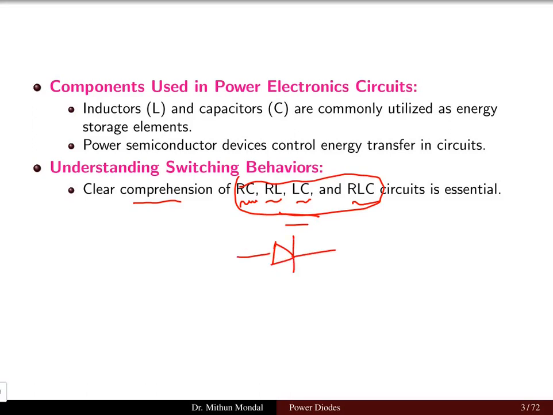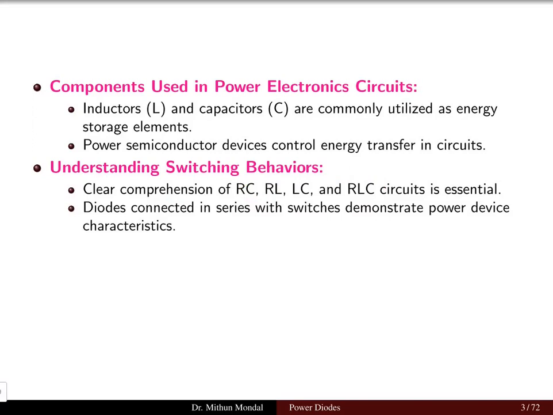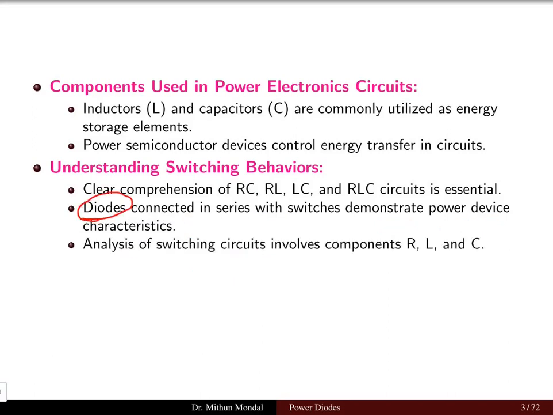So we will have the diodes and we will also have the loads which are in the form of either RC, RL, LC or RLC. The diodes connected in series with switches demonstrate power device characteristic. So the diodes which are connected in series with some switch will be demonstrating how the power device characteristics are there, because when we close the switch or open the switch, the diode will start functioning, and the diode itself is acting as a switch.